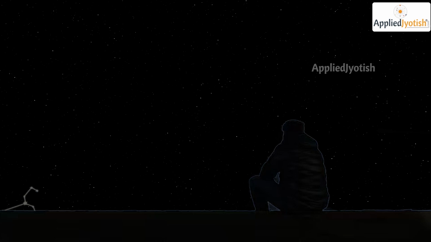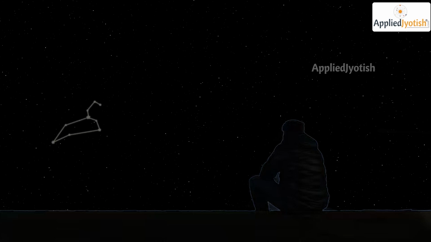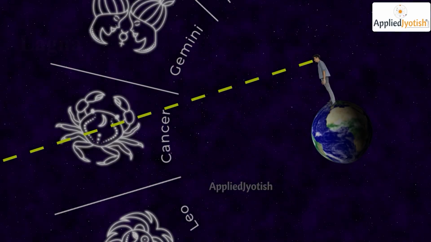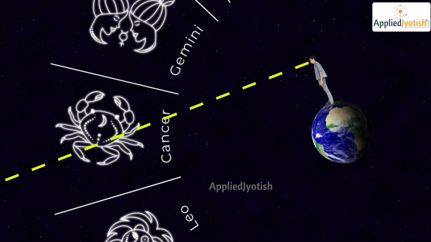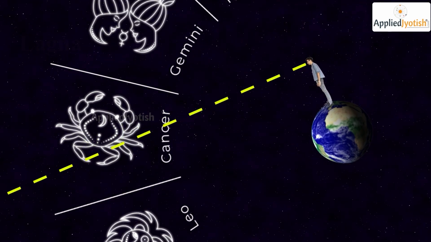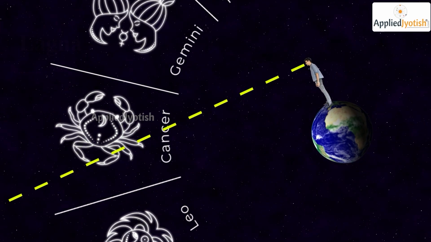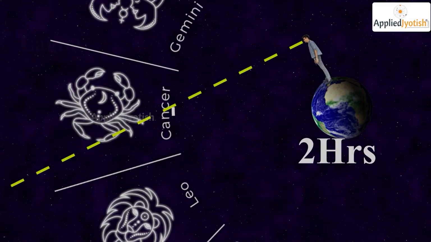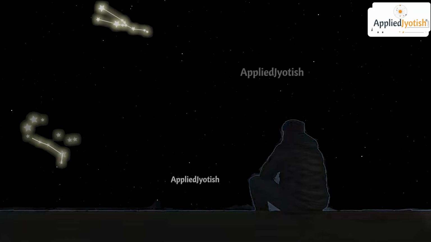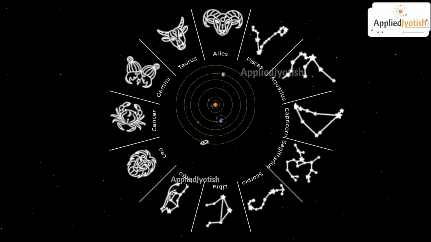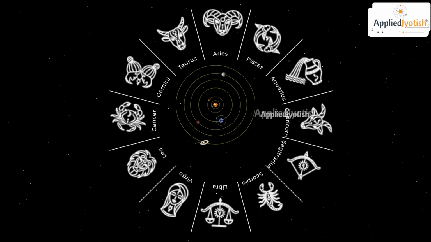In this class of Applied Jyotish, we will learn what is rising sign or ascendant or Lagna in Vedic astrology. Through animation, we will understand how the rising sign or Lagna is calculated. In the previous class, we learned what a Rashi or moon sign is and how to determine it.